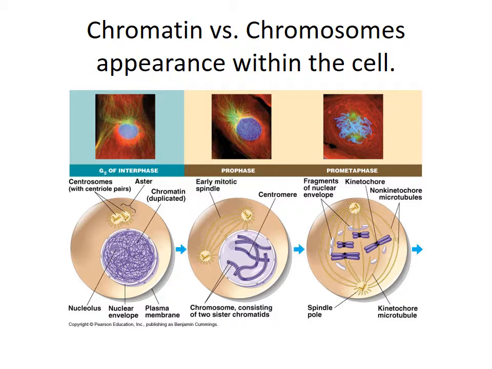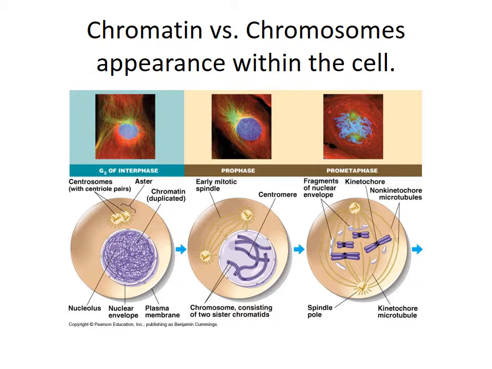Okay, and it can be in two different forms. It's either in the chromatin form or the chromosome form. In about 90% of your cells, it's going to be in the chromatin form, and a smaller percentage will be in the chromosome form. What's going on?